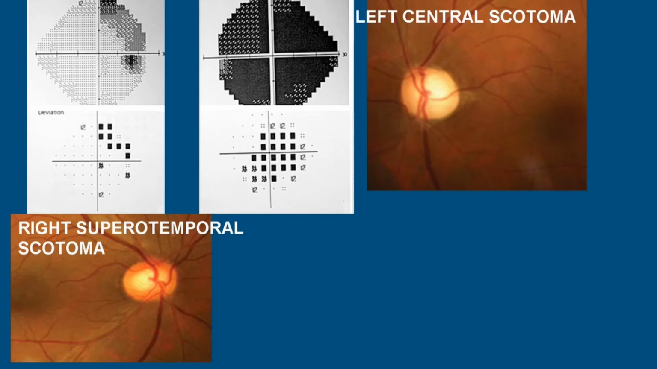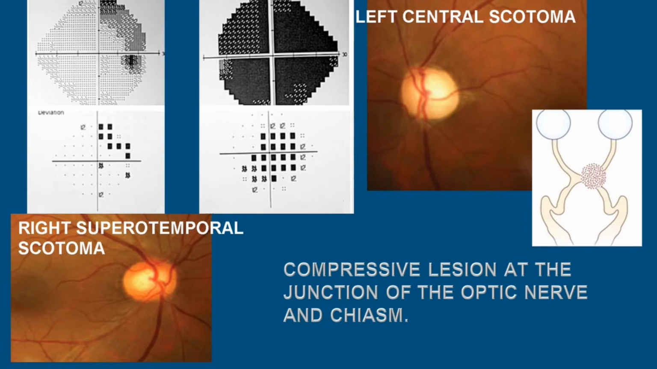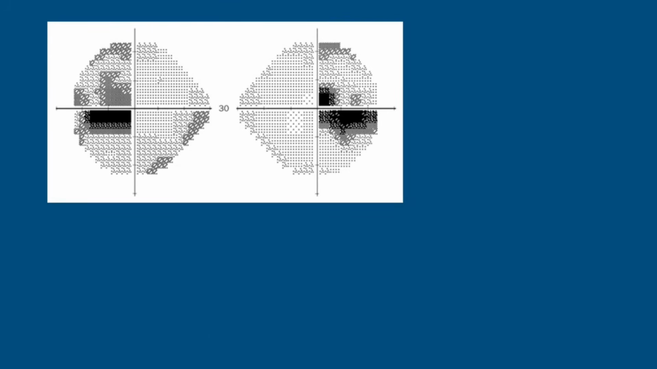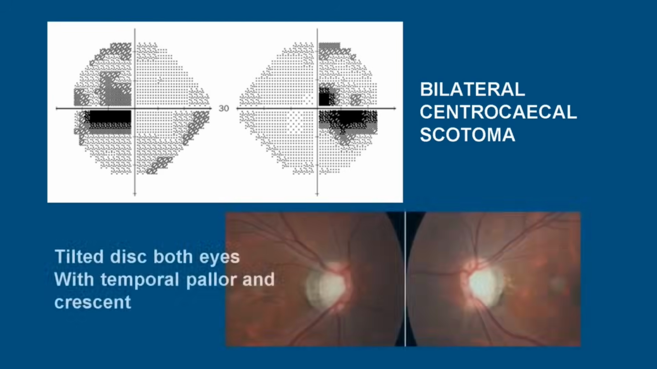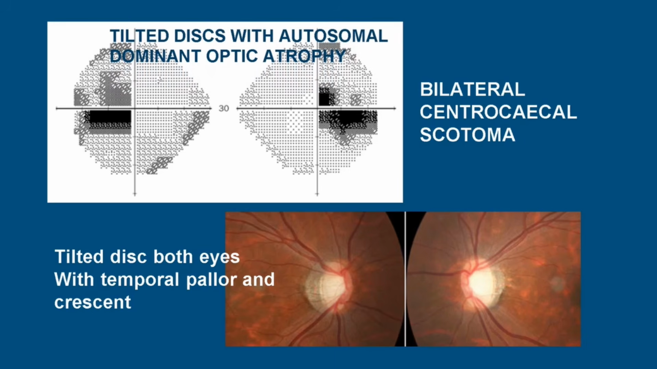Since the patient was young and there were asymmetrical changes in the disc and the visual field, it prompted the clinician for neuroimaging, and it indicated a lesion at the junction of the optic nerve with the chiasm, and this was an example of junctional scotoma. The next case, the visual fields of a middle-aged man who was also myopic indicated bilateral centrocecal scotomas. And on disc examination, there was a tilted disc in both eyes with temporal pallor and myopic crescent. On further investigation, this patient was found to have a family history of similar complaints and was later classified as autosomal dominant optic atrophy.